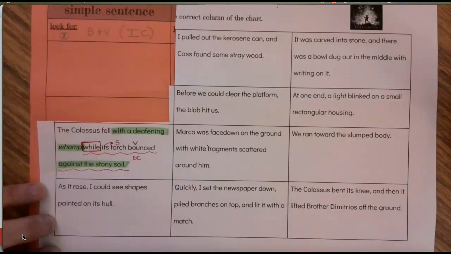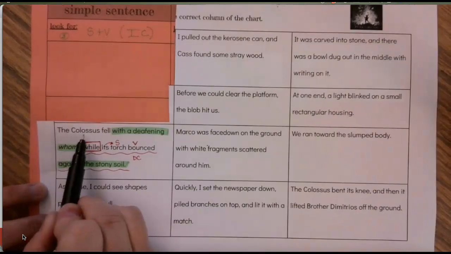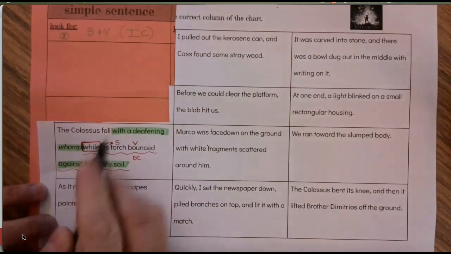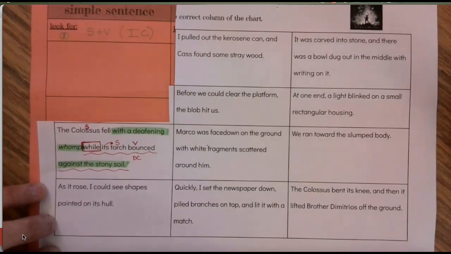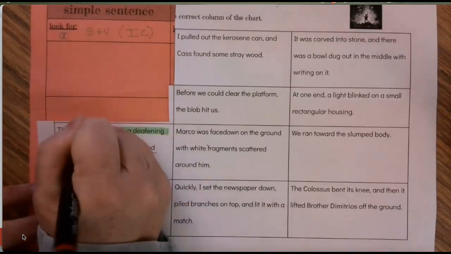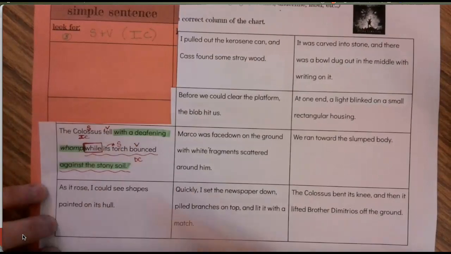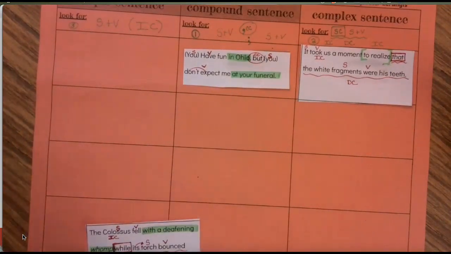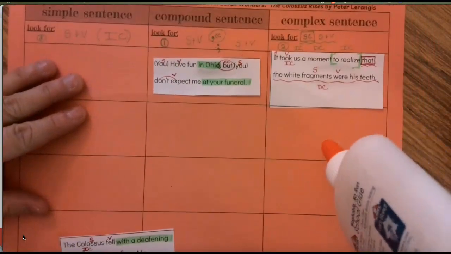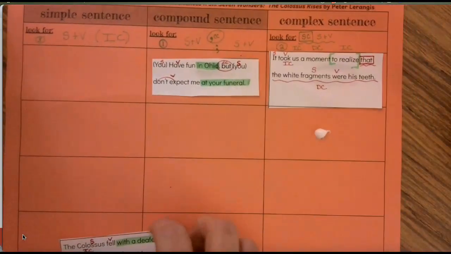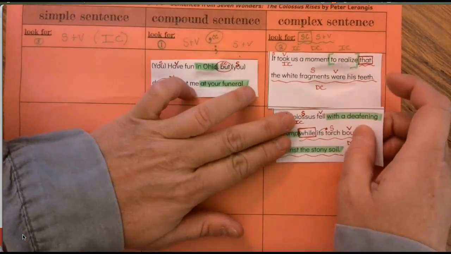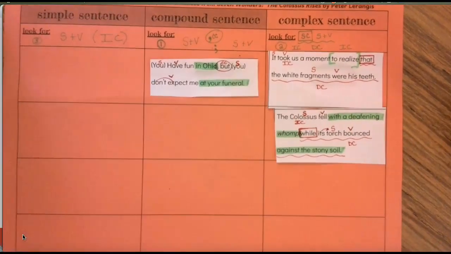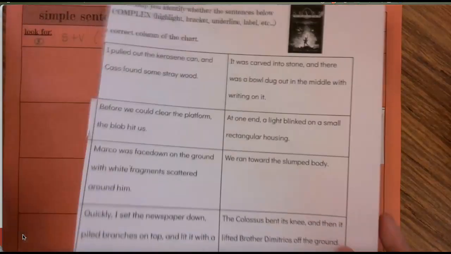Now I've got to see if there's an independent clause. I have the Colossus fell. Well, that part of the sentence is about the Colossus, which is a big statue-ish thing. And what did it do? It fell. So now I have an independent clause. And an independent clause plus a dependent clause, we know that's a complex sentence. So I'm going to take a dot of glue, not a lot, just a little dot of glue, put it there, and glue it. So your task is to finish this, doing all of these sentences, making sure they're labeled.